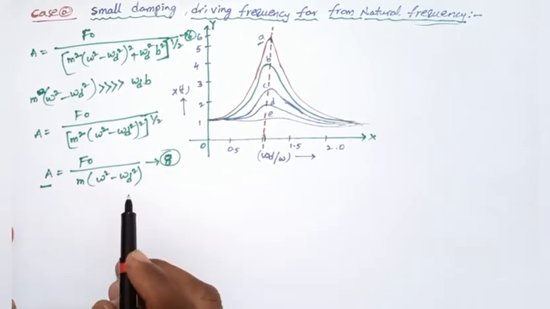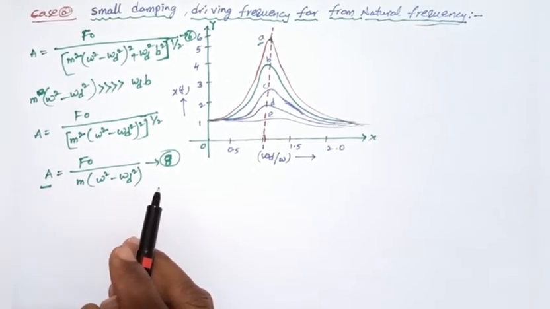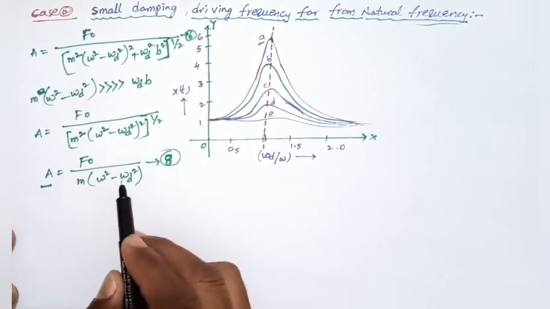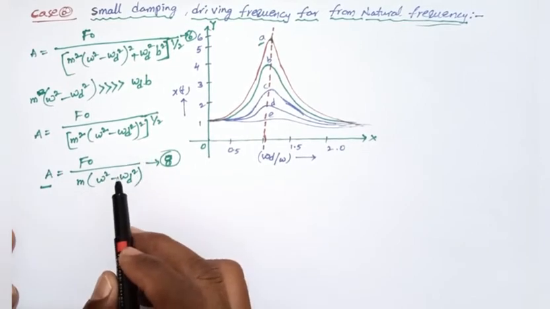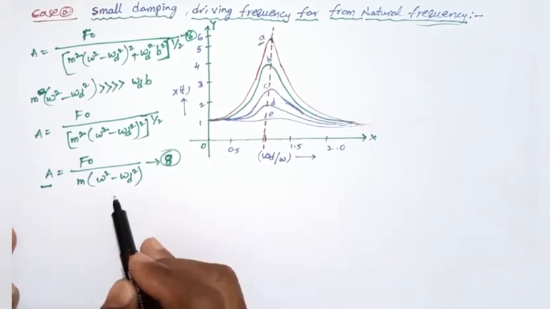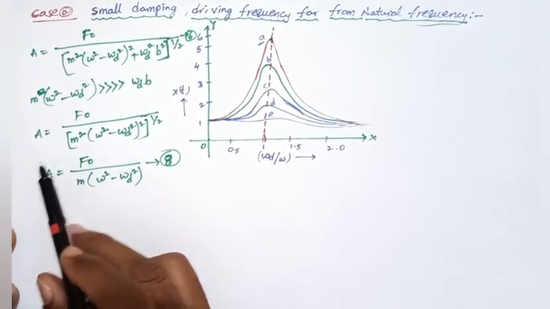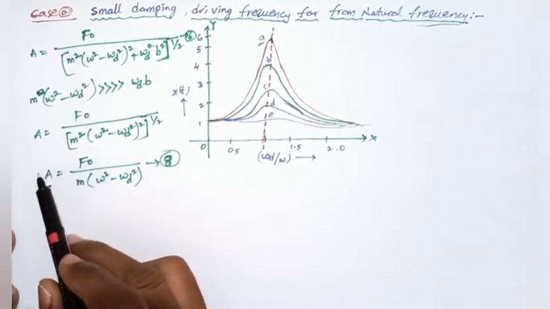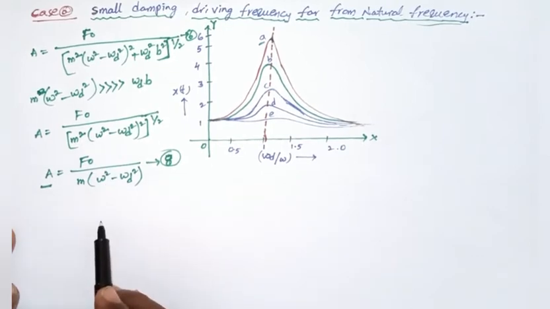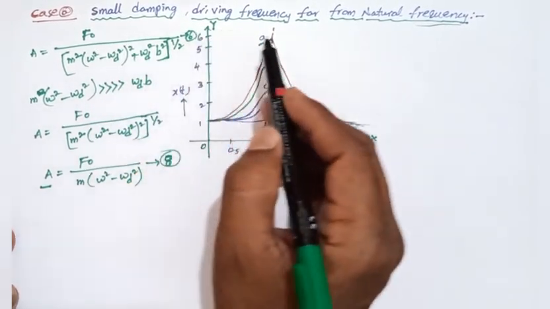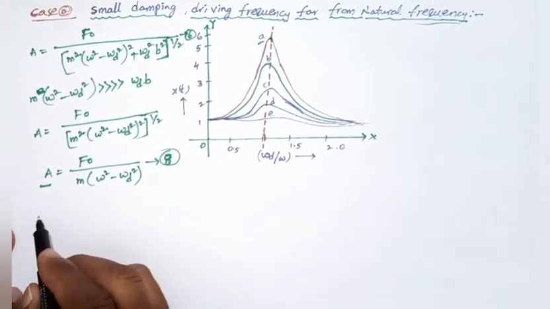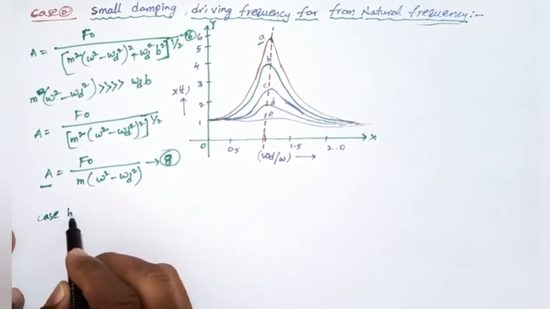Because every particle, every swing, every object has some damping, small or large, which decreases the motion. So the amplitude will be large for a small damping but not infinite. So this is small damping with the driving frequency far from the natural frequency. Now we can consider case B.